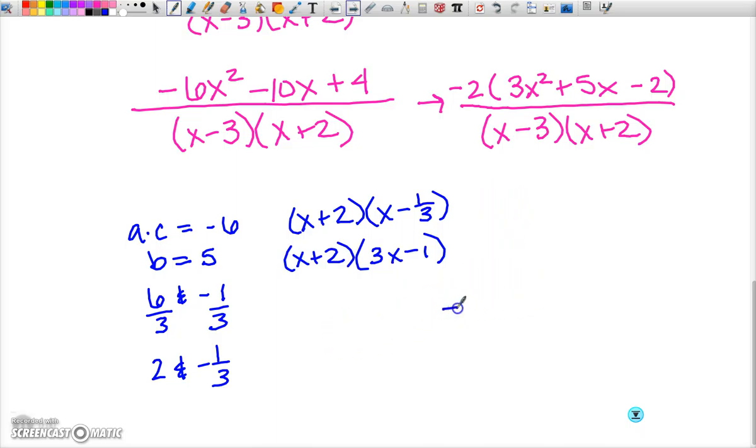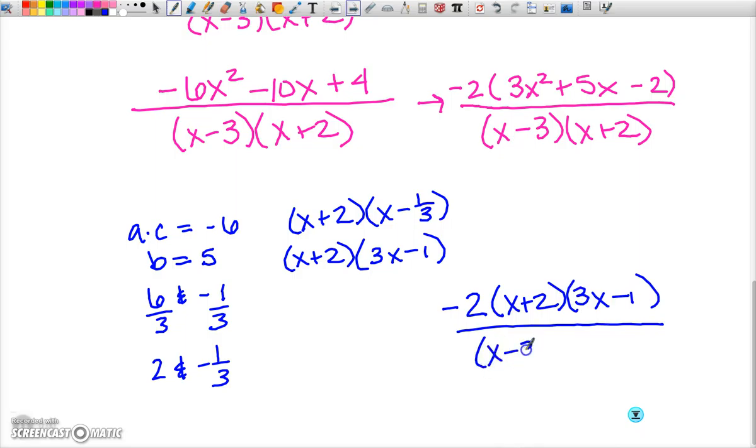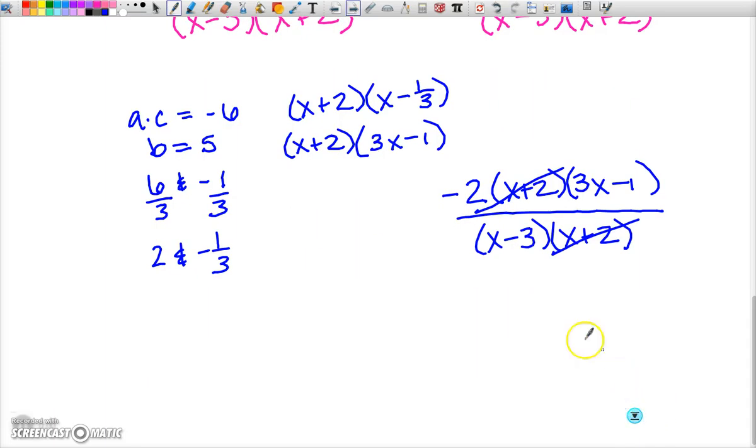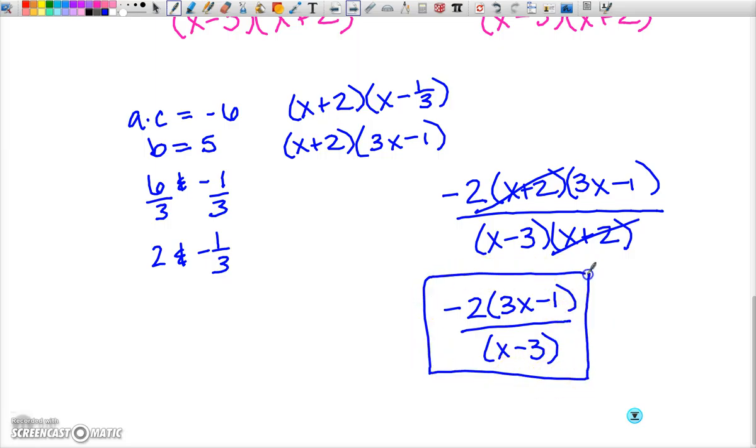So we now have negative 2 times x plus 2 times 3x minus 1 over x minus 3 times x plus 2. And our x plus 2's cancel with one another, leaving us finally, we're totally done, negative 2 times 3x minus 1 over x minus 3. So I know that it's a huge pain in the butt. It's really frustrating, but it'll make you really good at factoring by continuing to do this.